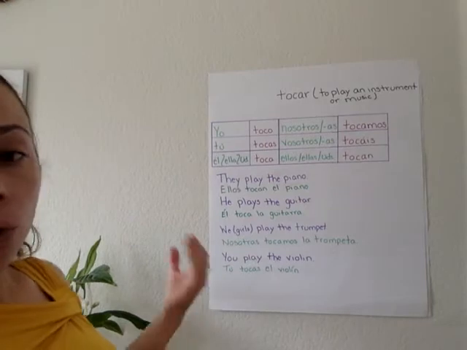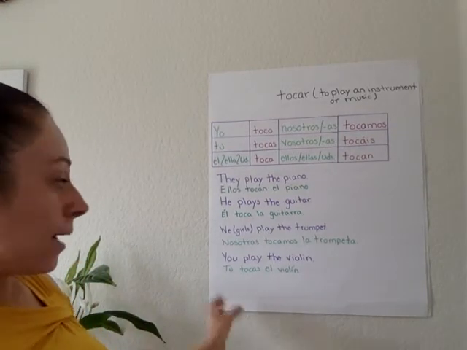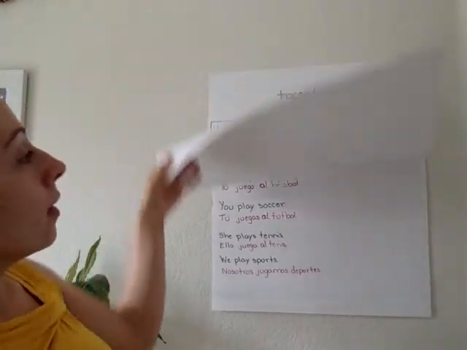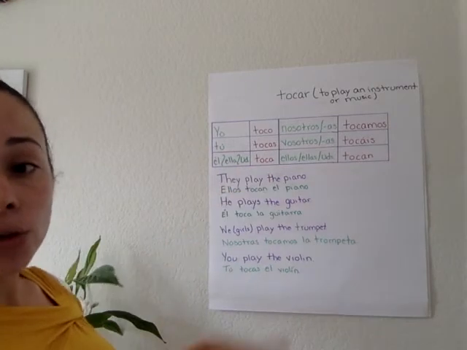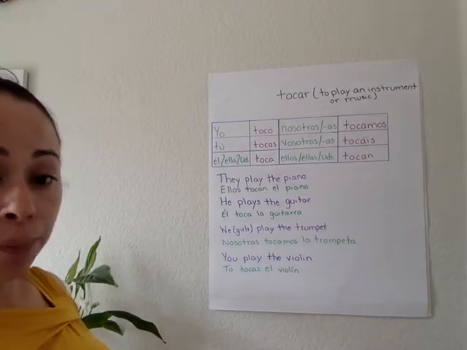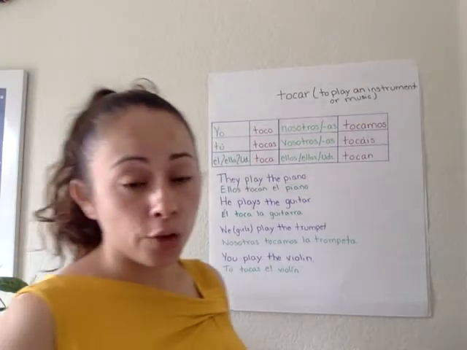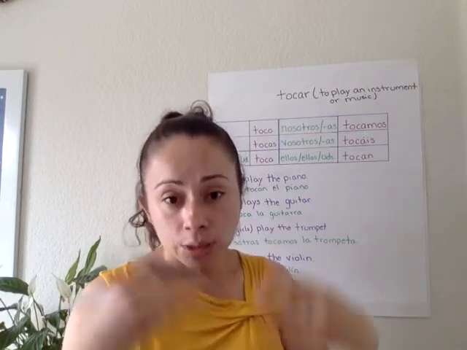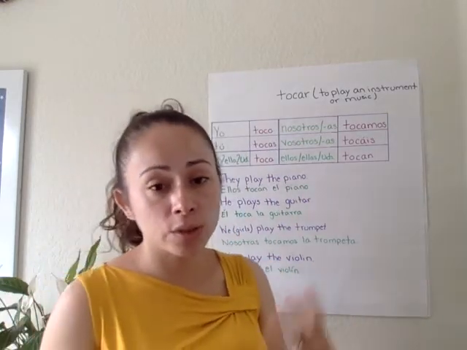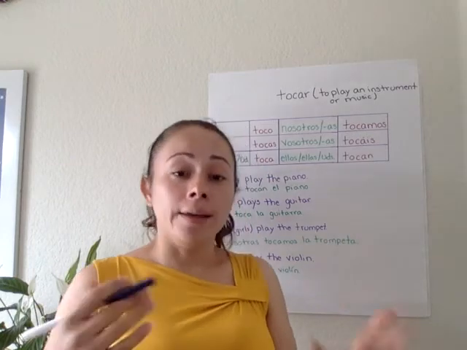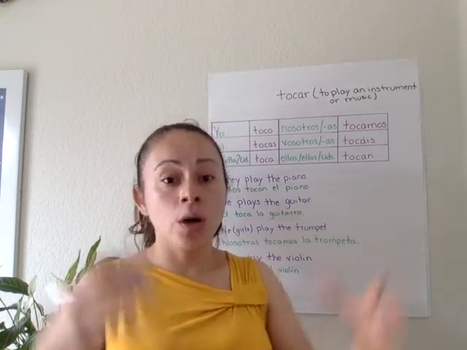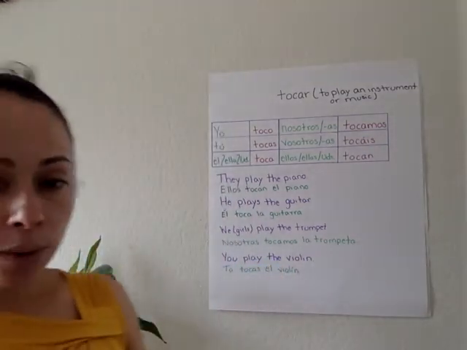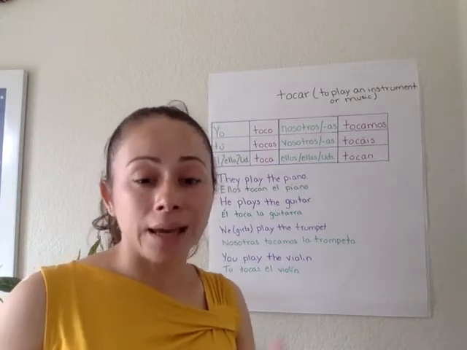So that's how you conjugate the verb jugar, which means to play sports or games, and tocar, to play an instrument or music. And both verbs mean to play. They're just used differently to describe obviously different things. One is related to music and instruments, which is tocar, and the other one is related to games and sports, jugar, okay? And I know I'm repeating myself, but they both mean to play in English.